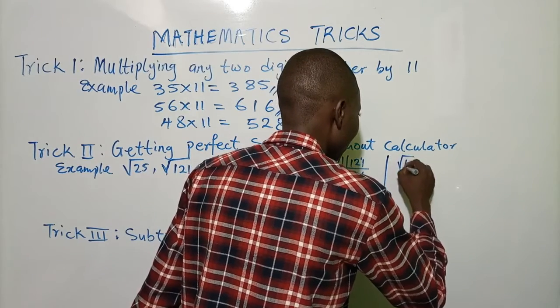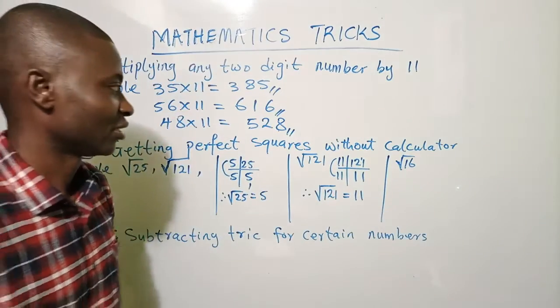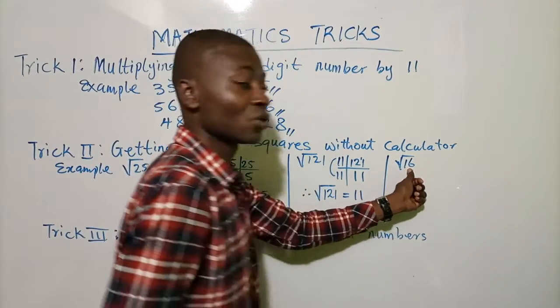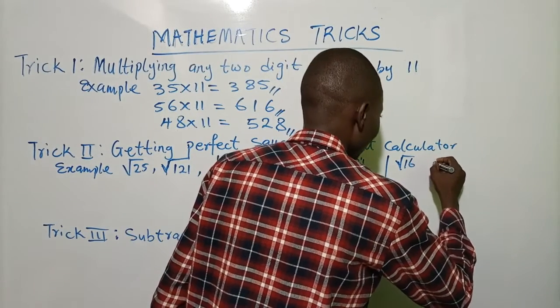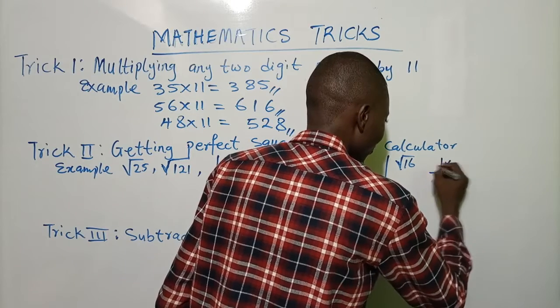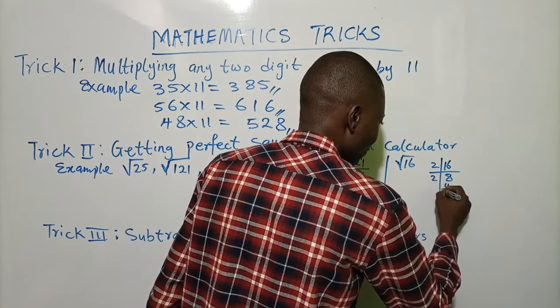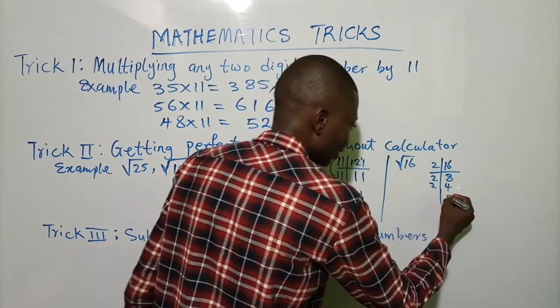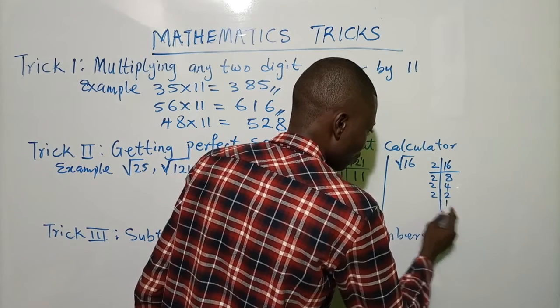Like root 16. Root 16 is what? It's a perfect square. So let's take this. Again, you roll. 2 can go. This gives us 8. 2 can get again. 4. 2 can get again. That is 2. 2 can get again. That is 1.